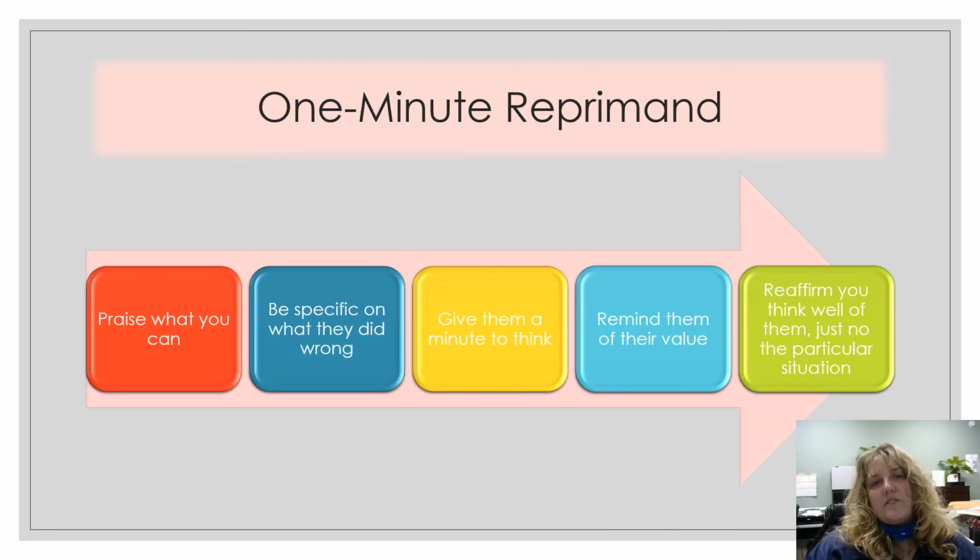So if you have to do a one-minute reprimand, or you have to talk to someone about something that was negative about the way they handled a patient encounter, for example, remember, we want to start with the positive, have the negative in the middle, and end with a positive. So praise what you can. Be specific on what they did wrong.